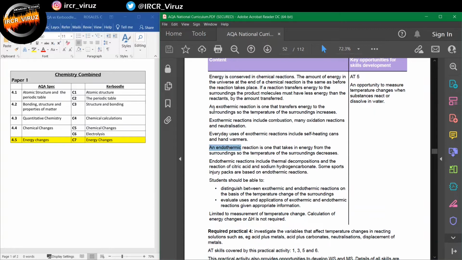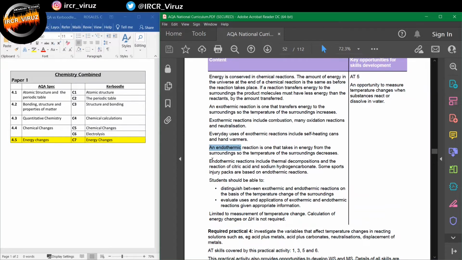Some examples of exothermic reactions: any burning, any combustion, any neutralisation reactions, oxidation reactions as well. Those will all be exothermic reactions. And we also have endothermic reactions, such as thermal decompositions. We have photosynthesis, for instance. It takes in a lot of energy from the sun in order for the chemical reaction to happen, and that energy from the sun is stored in the sugar.